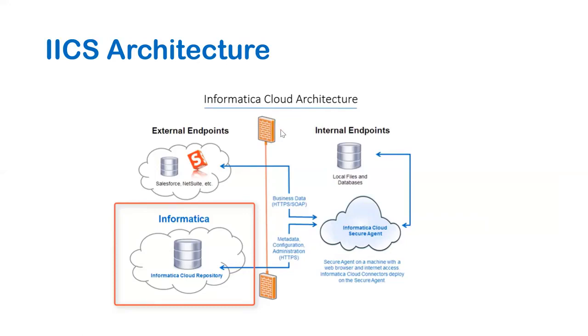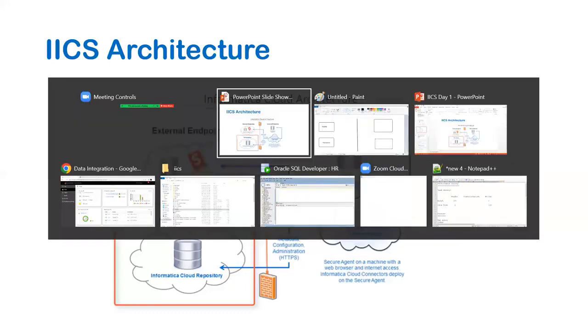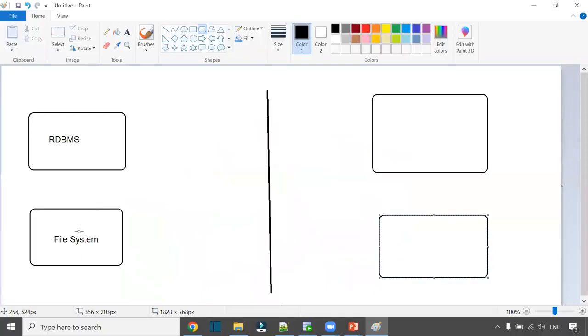Yes, all the connectors will be available in the cloud, so we can take that. See, this is the endpoint. This is our cloud, as I told, Informatica. Then this is our local files and databases. We do have internal endpoints. Internal endpoints are nothing but, as I have explained here, RDBMS and file system. So these are our internal endpoints.